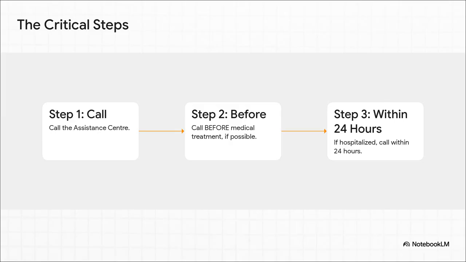You call this number. I'm not kidding. Pause this explainer right now, pull out your phone, and save this number in your contacts. Put it under Canada Emergency or something you'll remember. This is your 24/7 lifeline. Now look closely at these steps, because this is where most people get it wrong.